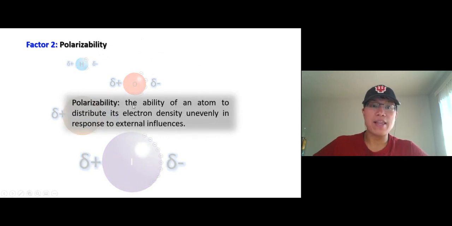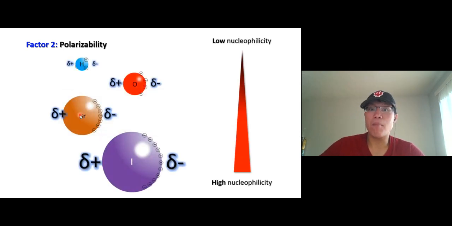All right. The definition: polarizability is the ability of an atom to distribute its electron density unevenly, to migrate to one side in response to external influences. So the bigger the molecule, the more electrons, the higher the polarizability. Iodine is really polarizable. Bromine is really polarizable. Oxygen and hydrogen have lower polarizability, less polarizable.